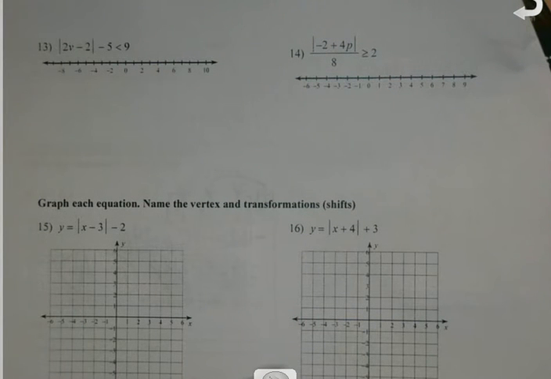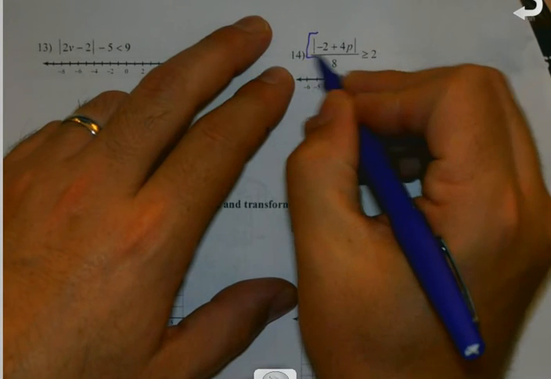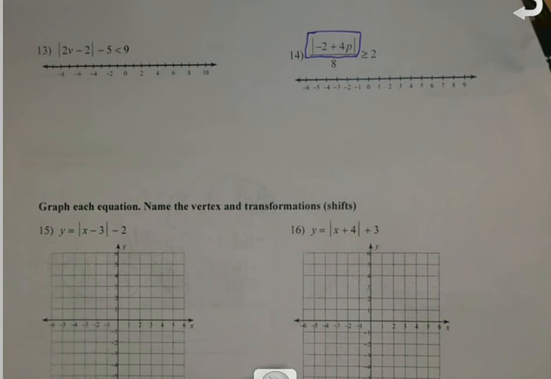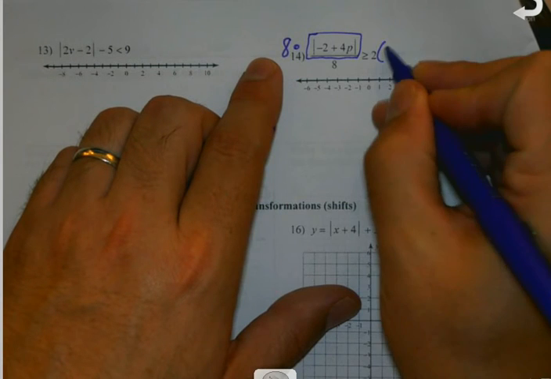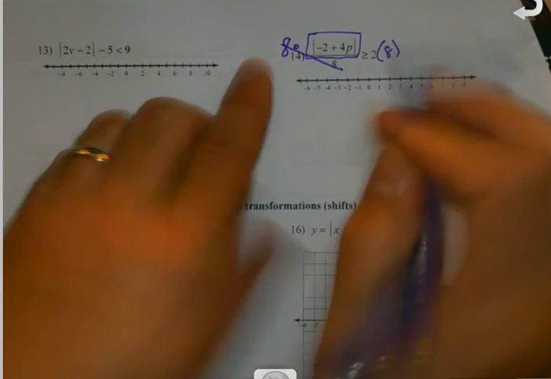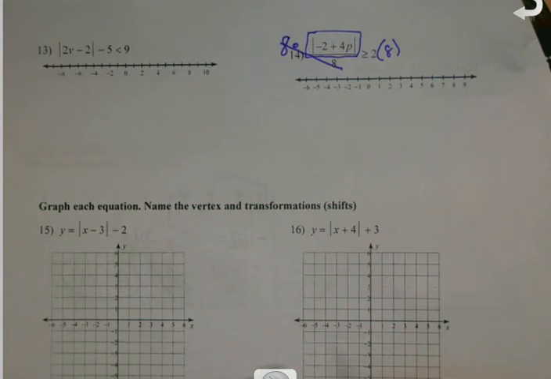Now, a couple of things to remember on absolute value inequalities. One, I have to have my absolute value isolated before I split it up into 2, because I got to have 2 inequalities for this. So here, since I'm dividing by 8, we're going to multiply both sides by 8. So on the left, the 8's just cancel.